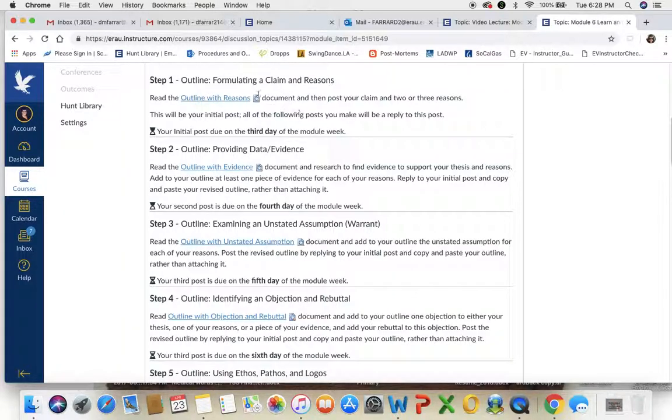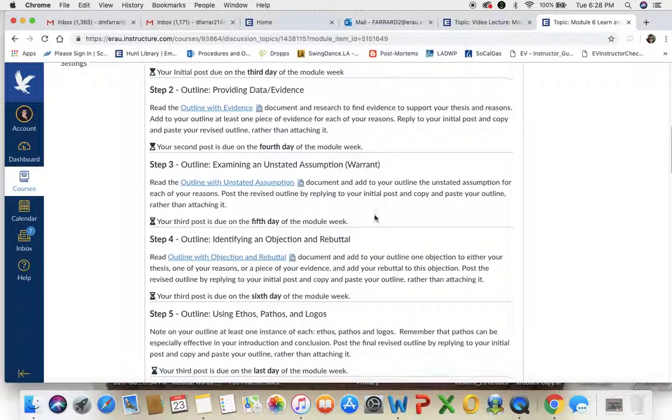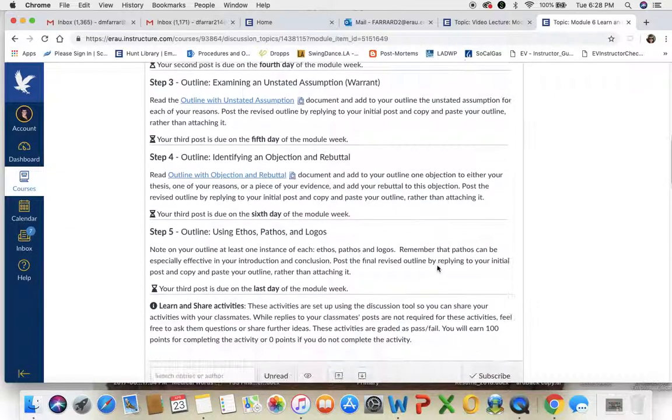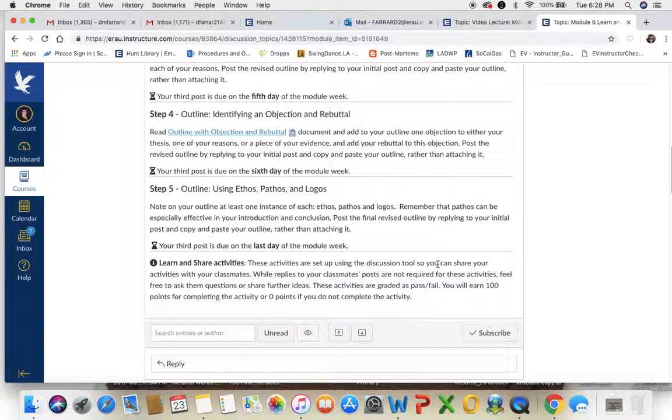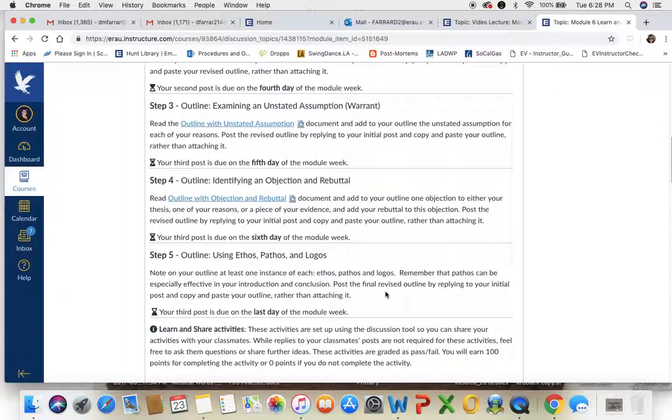For the first day, you're working on formulating a claim and reasons. Then the day after that, providing data and evidence. Then after that, examining an unstated assumption, and then identifying an objection and rebuttal, and then using ethos, pathos, and logos. And then the post is due on the last day of the module week.